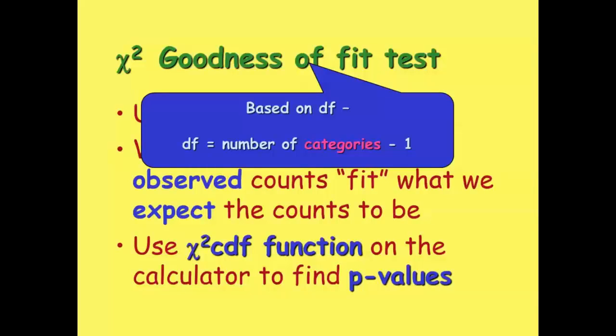Okay, that will change with later tests, so just be aware that I know degrees of freedom has always seemed to be sample size minus 1. This is categories minus 1.